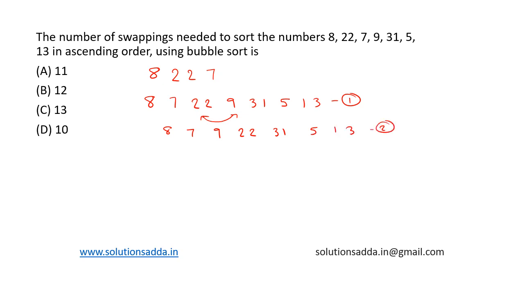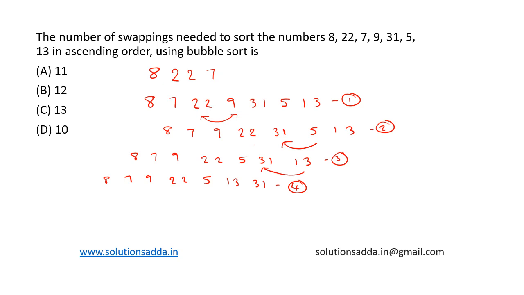As of now, we are at 22. 22 and 31, no swapping happens. 31 and 5, next swapping happens. So we have 8, 7, 9, 22, 5, 31 and 13. This is the third swap. And now 31 and 13, that is also swapped. So we have 8, 7, 9, 22, 5, 13 and 31. This is the fourth swap. So by this, the first iteration is complete.